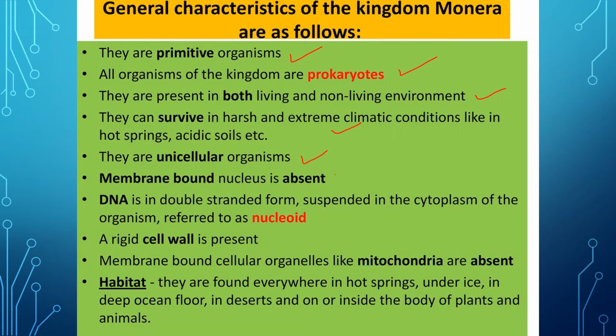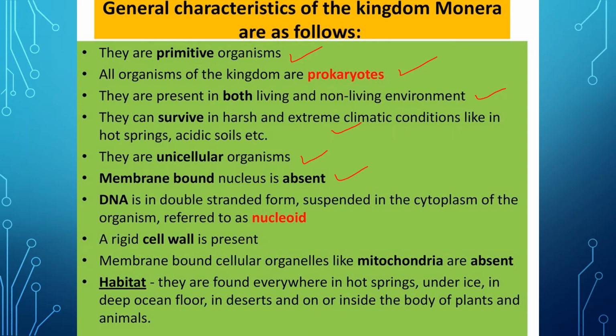Membrane-bound nucleus is absent. They lack the membrane-bound nucleus, and the nucleus that is present in this prokaryotic Monera is called the nucleoid. That shows the presence of DNA, which exists as a double-stranded circular single chromosome. Along with this circular single chromosome, there is an extra-chromosomal genetic element which is called a plasmid. So the plasmid is present within the prokaryotic cell, that is Monera.